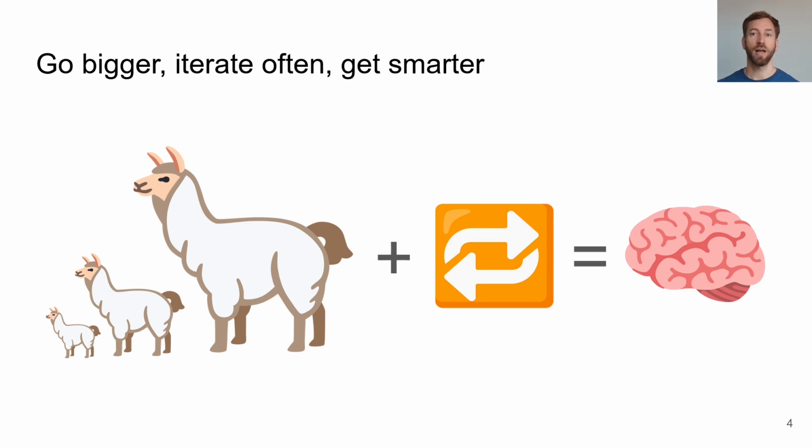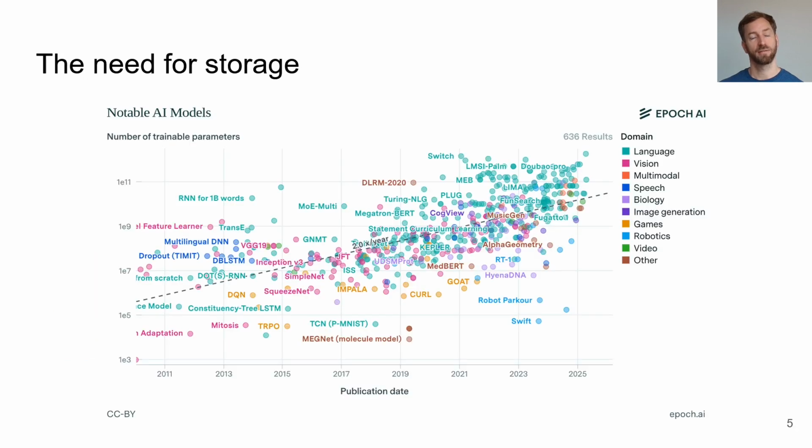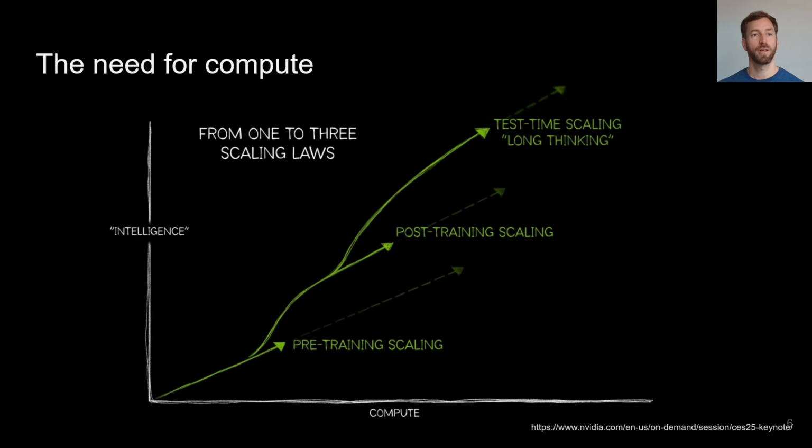Bigger models require more data storage and more data transfer. Here the number of parameters is plotted across the publication date, across multiple modalities. The dashed line shows the number of parameters doubles every year. But models are not only bigger, they are also executed more often. This is shown on the following slide. Long story short, the more compute you invest, the more intelligent system you get out of it.